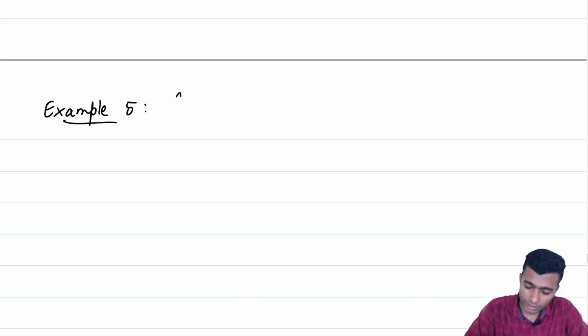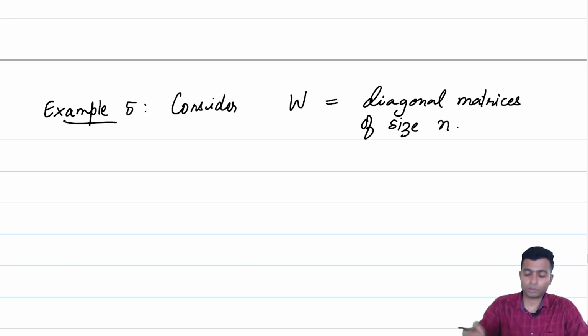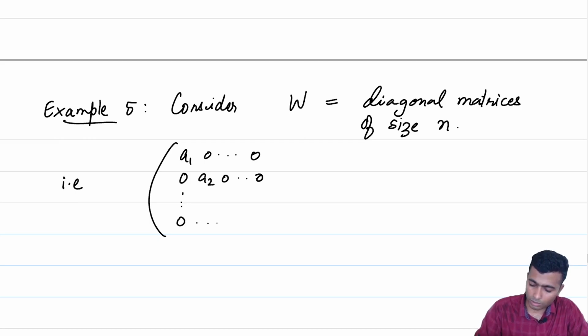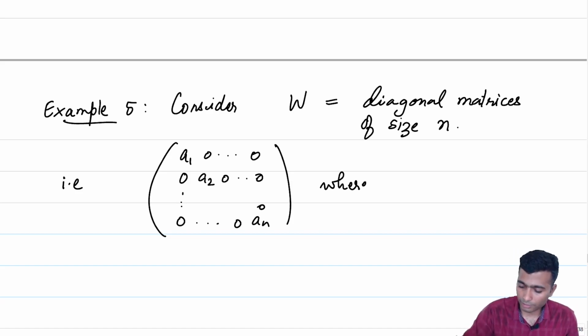So, consider W to be all the diagonal matrices of size n. So, what is W? W will be matrices of the type A1 0 0 0, 0 A2 0 0, 0 0 dot dot dot 0, a n. This is exactly what diagonal matrices are.